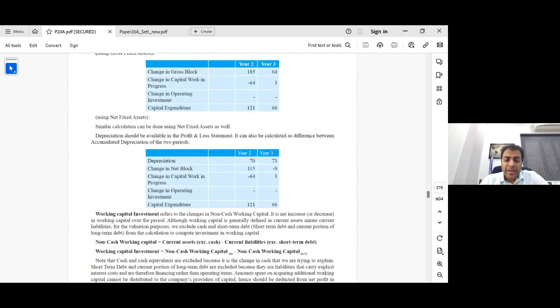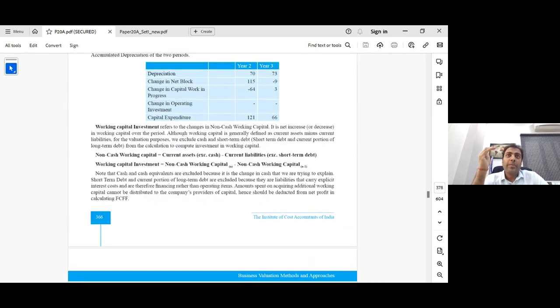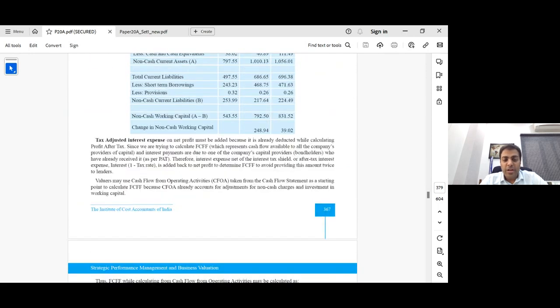So we have multiple examples here. In fact, you should be able to calculate free cash flow from EBITDA. You should be able to calculate free cash flow from net profit. So how do you go about it, right? Two very important parts of free cash flows are working capital investment and capital expenditure. So what are these? How to calculate these? All these questions are going to be important, right?